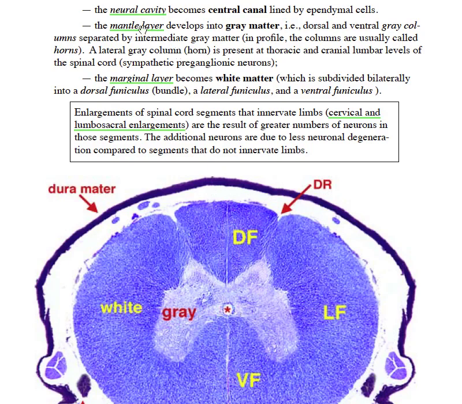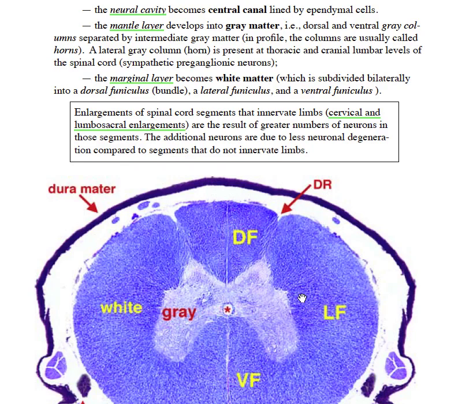The mantle layer gives rise to gray matter, which is butterfly-shaped or H-shaped in transverse sections. The gray matter is subdivided into a dorsal column, a ventral column, and between these an intermediate region. In transverse sections where the gray matter appears in profile, the columns are referred to as horns. So we have a dorsal horn and a ventral horn. And in thoracic segments, we also have a lateral horn, which is formed by preganglionic sympathetic neuron cell bodies.